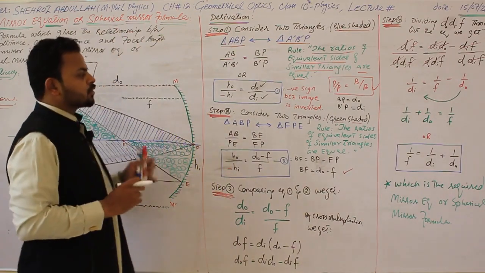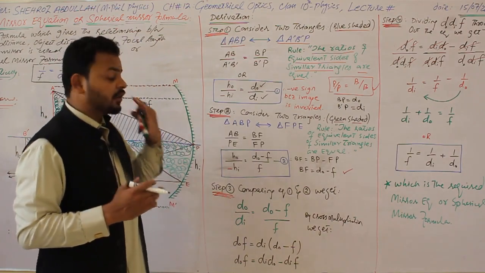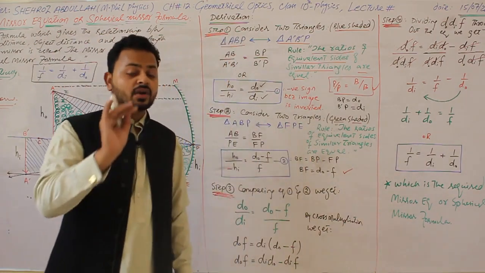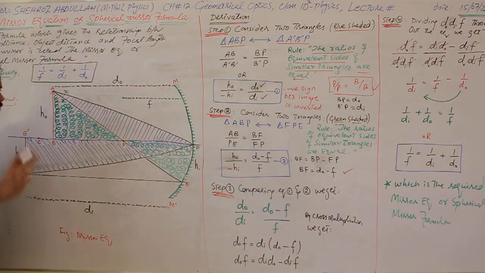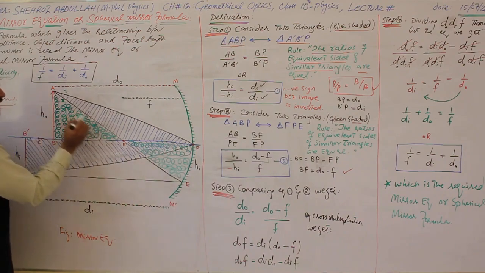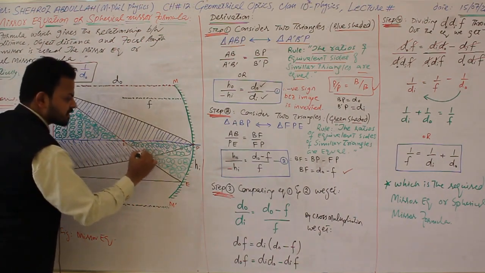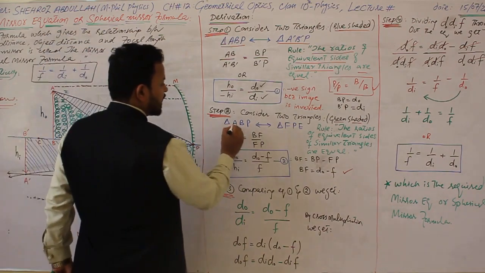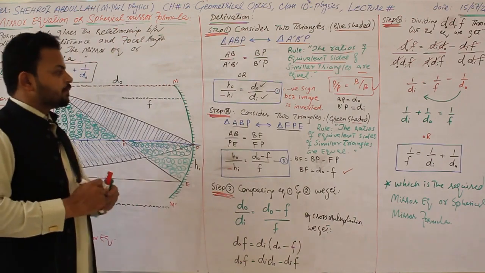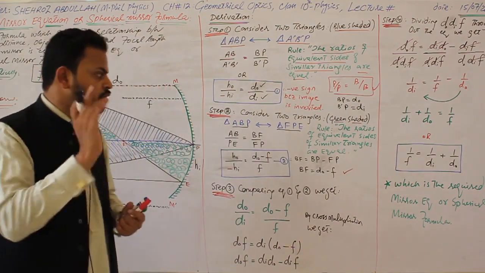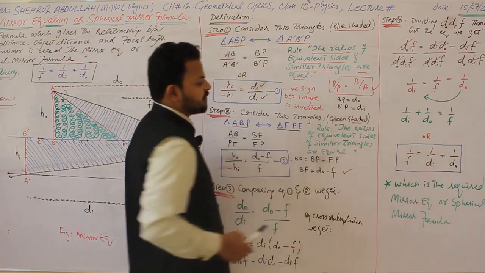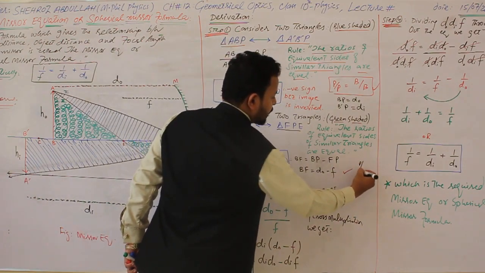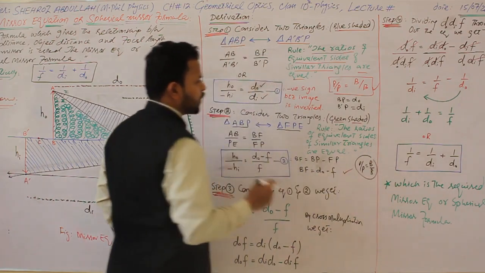Now we are comparing two further triangles. Coming back to the same diagram once again, this time we will consider the green shaded triangles. I am talking about this green shaded triangle ABF and this green shaded triangle FPE. I am comparing these two triangles. The same rule we will use: the ratio of equivalent sides of similar triangles are equal. Again, perpendicular to perpendicular and base to base ratio we are going to use.